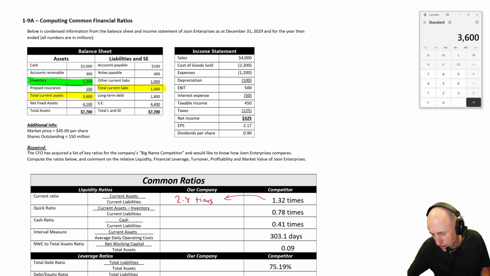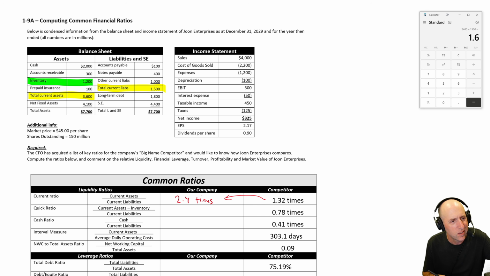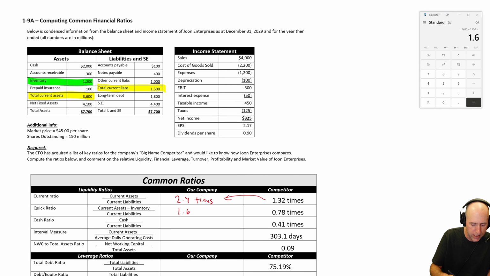And so 3,600 minus 1,200 gives us 2,400 as our numerator, divided by 1,500. So we're at 1.6. Little rule of thumb here is if it's 1 or more, you're doing okay. Even 0.8 or more, you're doing all right. So we are quite liquid as far as this goes.